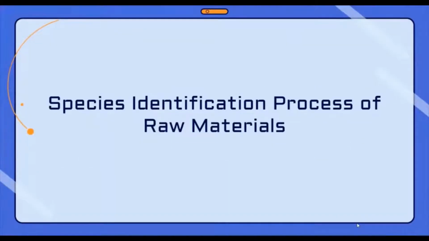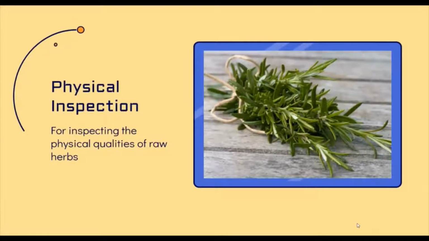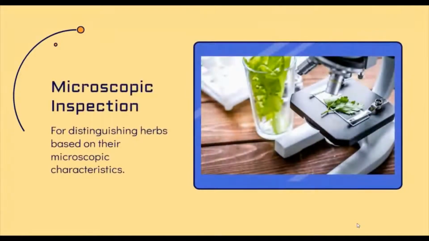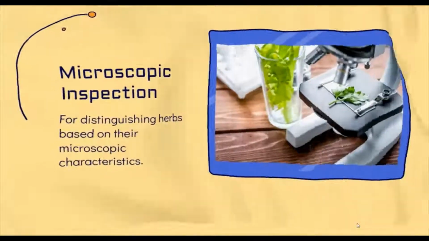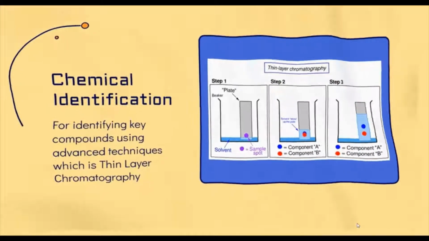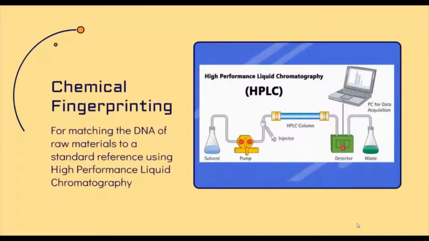There are 4 types of species identification process of raw materials. The first one is physical inspection. It is for inspecting the physical qualities of raw herbs. The second one is microscopic inspection for distinguishing herbs based on their microscopic characteristics. The third one is chemical identification for identifying key compounds using thin layer chromatography. And the last one is chemical fingerprinting for matching the DNA of raw materials to a standard reference using high performance liquid chromatography.